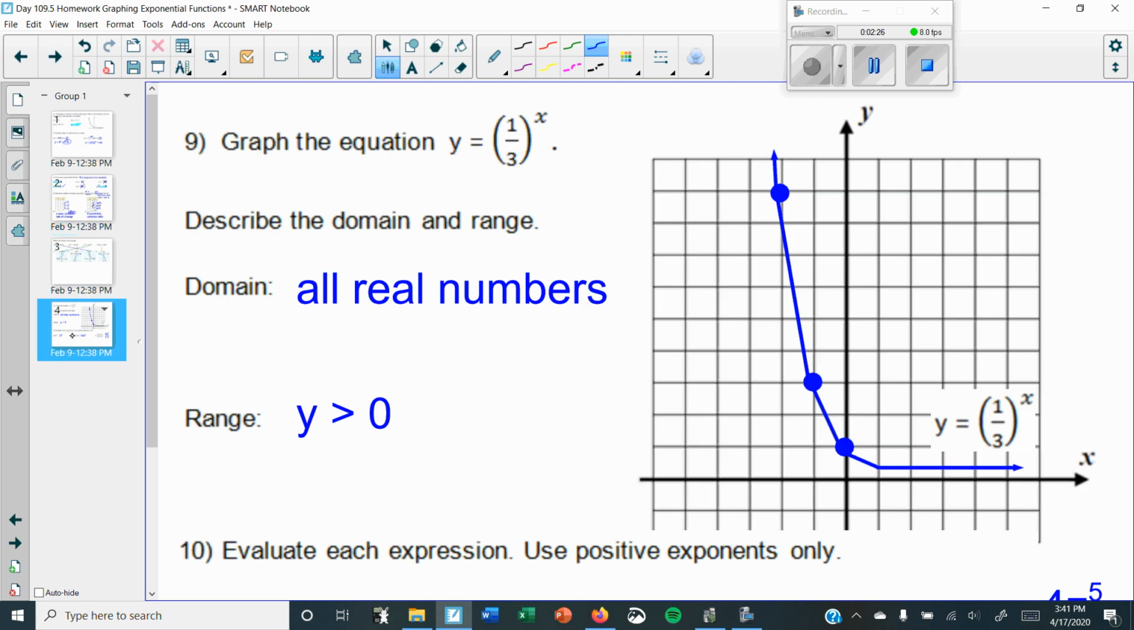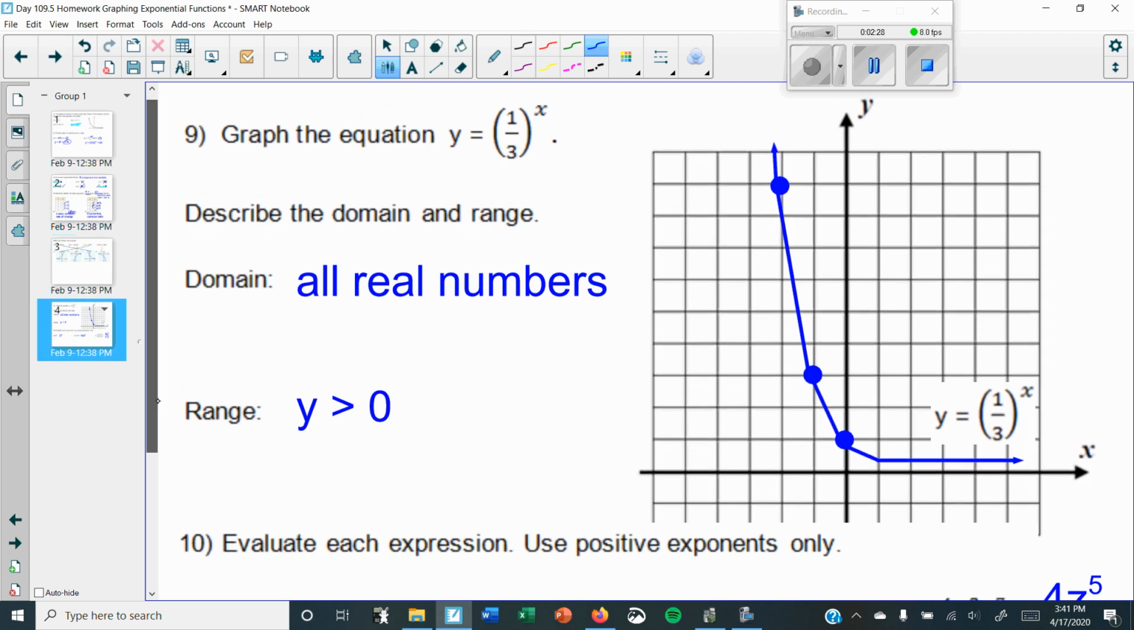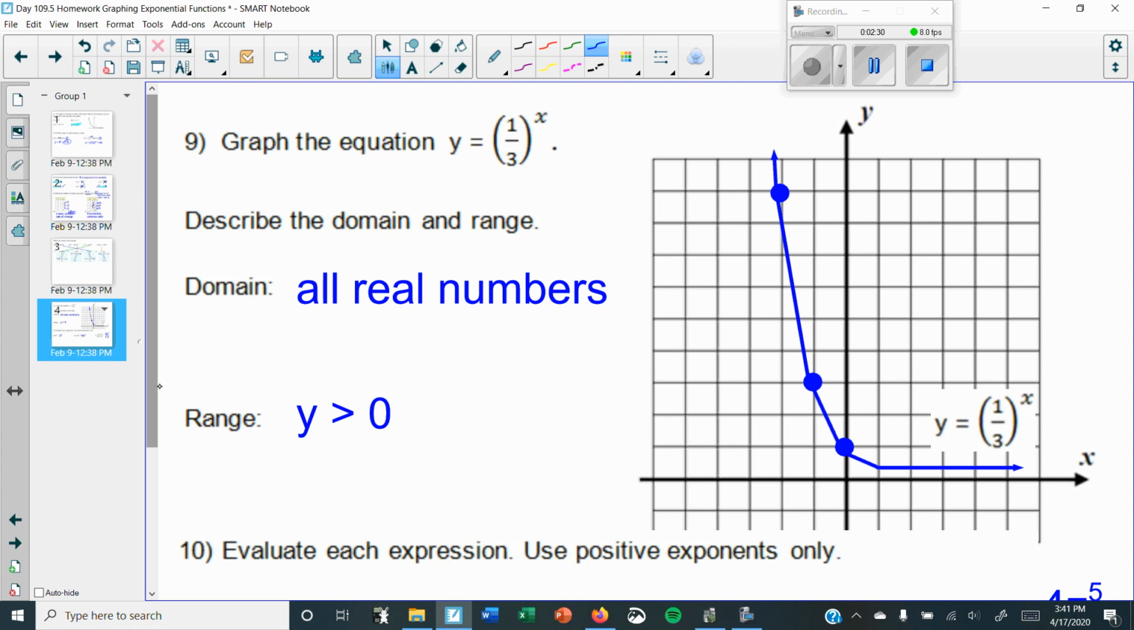Okay, and number 4. This is where you might have had problems. So, for number 9, graph it. Now remember, you need to draw enough points, which this person did not. Shame on them. You need to graph it.